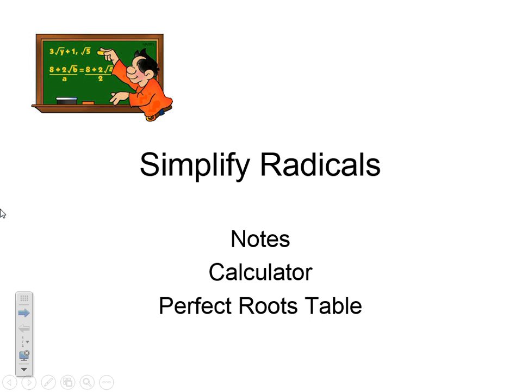All right, you're going to need your notes, that foldable that we were working with the other day. You're going to need your calculator, and you're going to need your yellow perfect roots table that we completed in class the other day. That's going to be very important. That's going to help us out a lot. All right, let's get started.